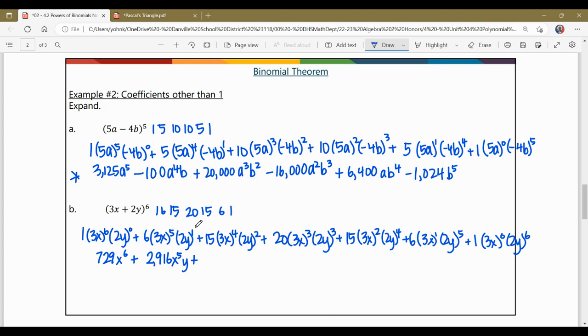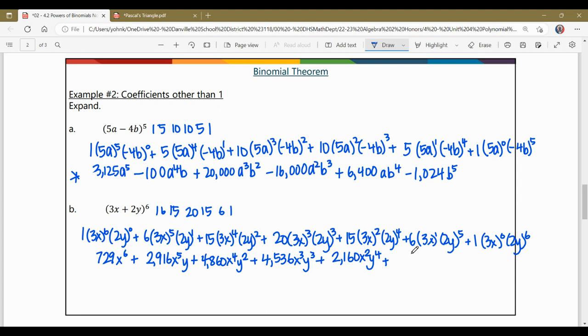Plus, then we have 15 times 3 to the 4th times 2 squared. That's 4,860 x to the 4th y squared. Plus, now I have 20 times 3 cubed times 2 cubed. That's 4,536 x cubed y cubed. Plus, then I have 15 times 3 squared times 2 to the 4th. That's 2,160 x squared y to the 4th.